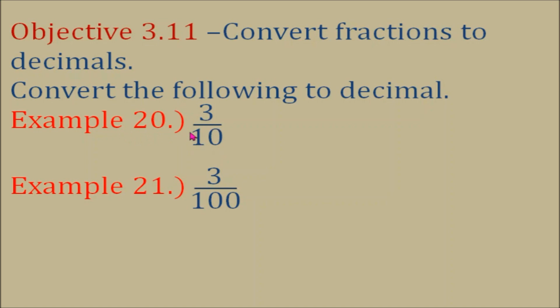So notice here that our denominator is 10 and it has 1 zero. So the decimal form of 3/10 is simply 0.3. Example 21, it's 3/100. There are 2 zeros in our denominator, so that means our answer has 2 decimal places. So it's 0.03.